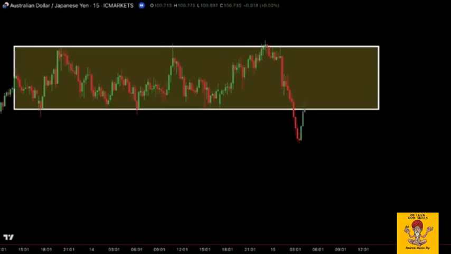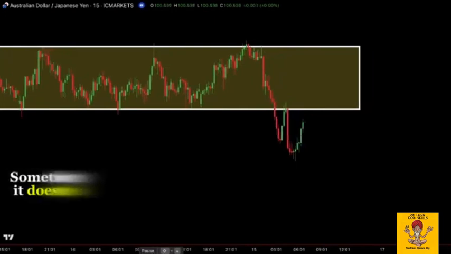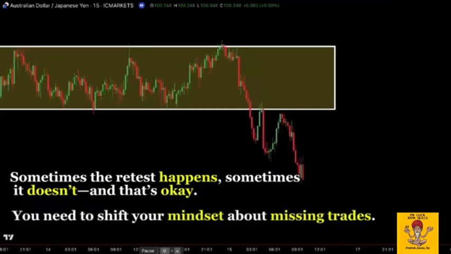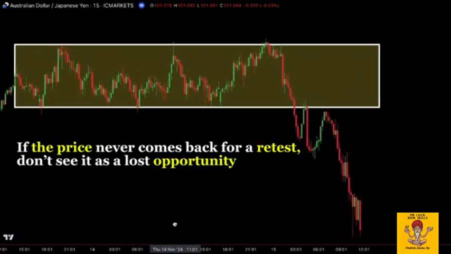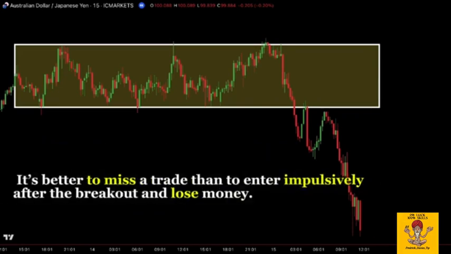As you can see, the market retraced back and retested the broken support level as new resistance. This happens because traders now see it as a key reference point to sell from again. Sometimes the retest happens, sometimes it doesn't, and that's okay. You need to shift your mindset about missing trades. If the price never comes back for a retest, don't see it as a lost opportunity. It just means the market is protecting your capital for a better setup. It's better to miss a trade than to enter impulsively after the breakout and lose money.